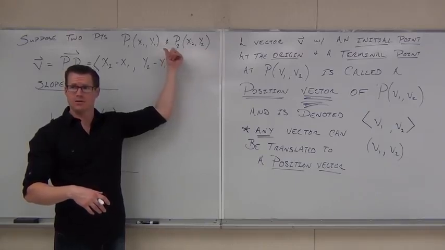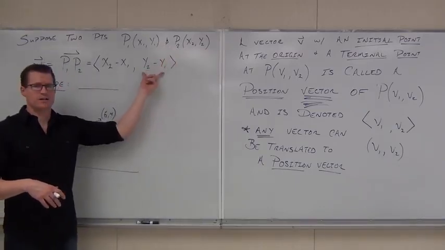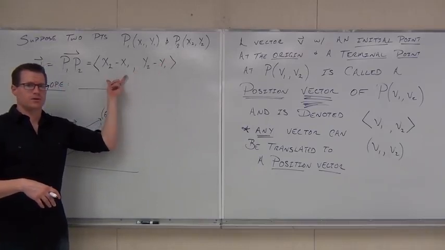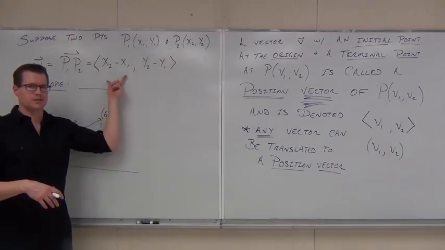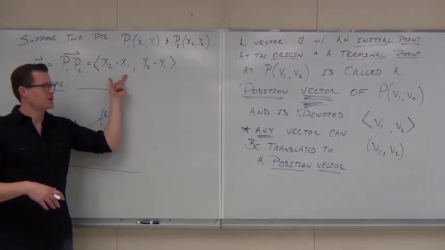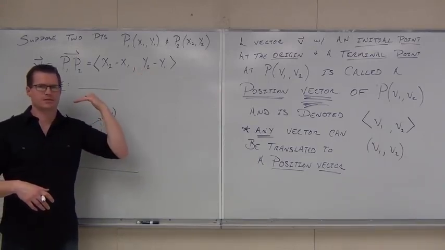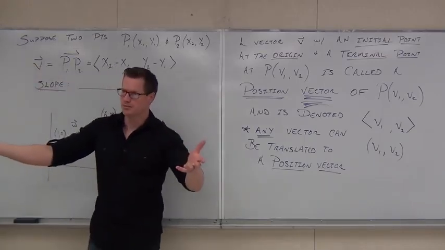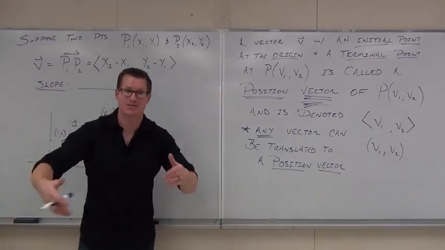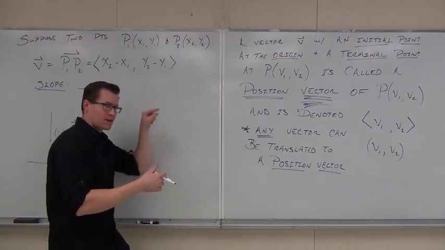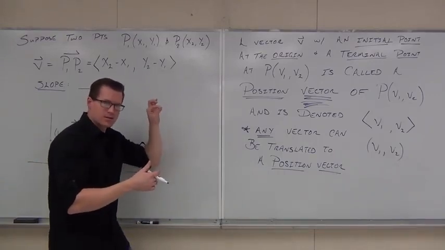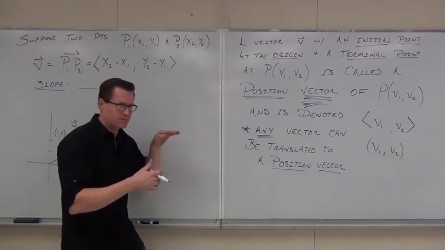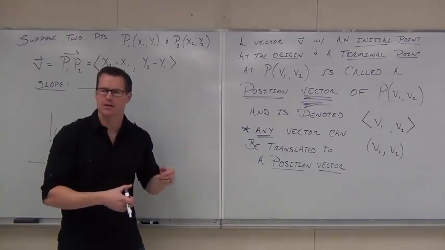y2 minus y1 over x2 minus x1. Here's how you find the slope of any position vector ever. This number over that number, done. Why? Because you start at the origin. Because starting at the origin makes things really easy. Because if you start at the origin, the climb is automatically your rise. And the run, this way, is automatically your run.